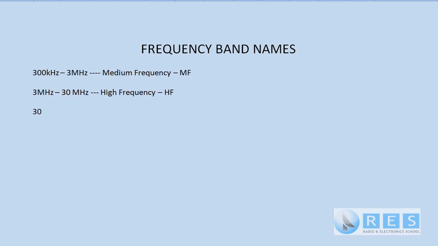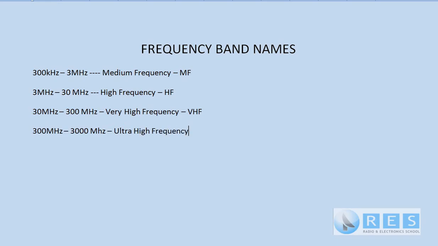Then we've got 30 megahertz. You see the system here by now, can't you? To 300 megahertz. And that's called the very high frequency, or VHF band. And lastly, 300 megahertz to 3000 megahertz is ultra high frequency, or UHF. There you go.